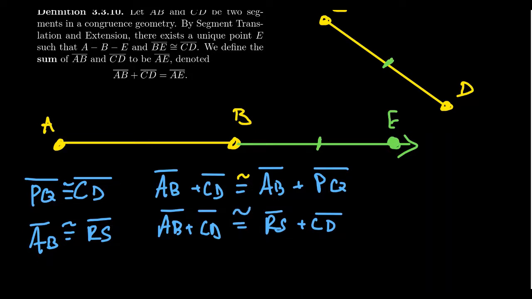And so this is what I was alluding to earlier in this video, that when we define this binary operation on segments, we don't want to think of this as a set operation. We want to think of this as a congruence operation, that this sum uniquely determines the segment up to congruence, that you could have different congruent copies, but when it comes to segment addition, we don't care which congruent copy, it's just the congruence class that we're identifying here.